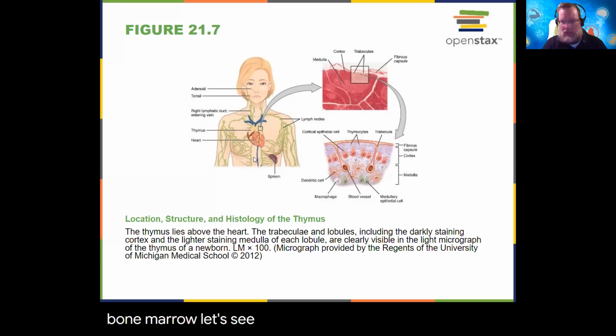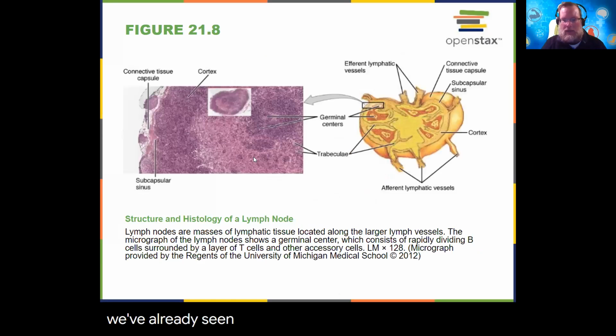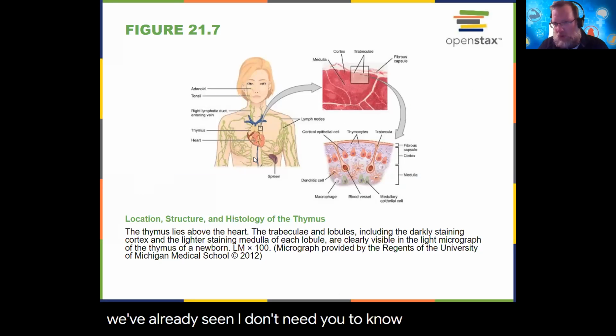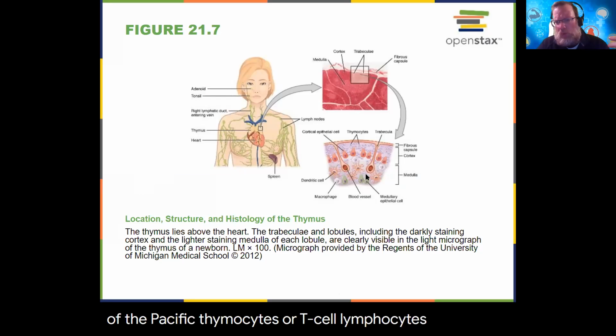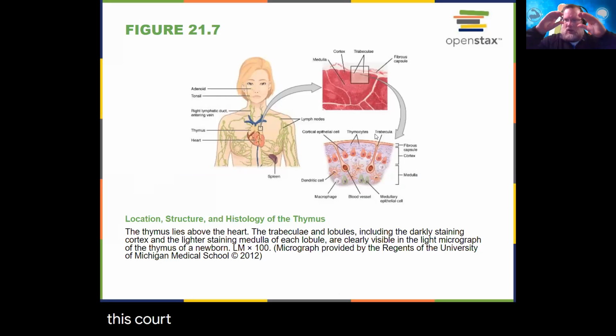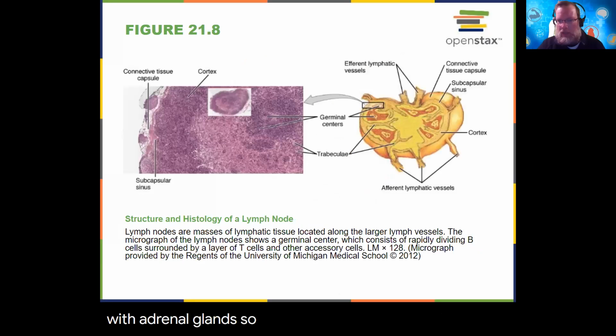Let's see. I'm going to zoom through. We've already seen the thymus. I don't need you to know specifics right now. Next semester, we'll go through some of the specific thymocytes or T cell lymphocytes. We do see this cortex or outer kind of shell, and then the medulla on the inside, deep to the cortex. We saw the same setup with adrenal glands. So keep that in mind as well.